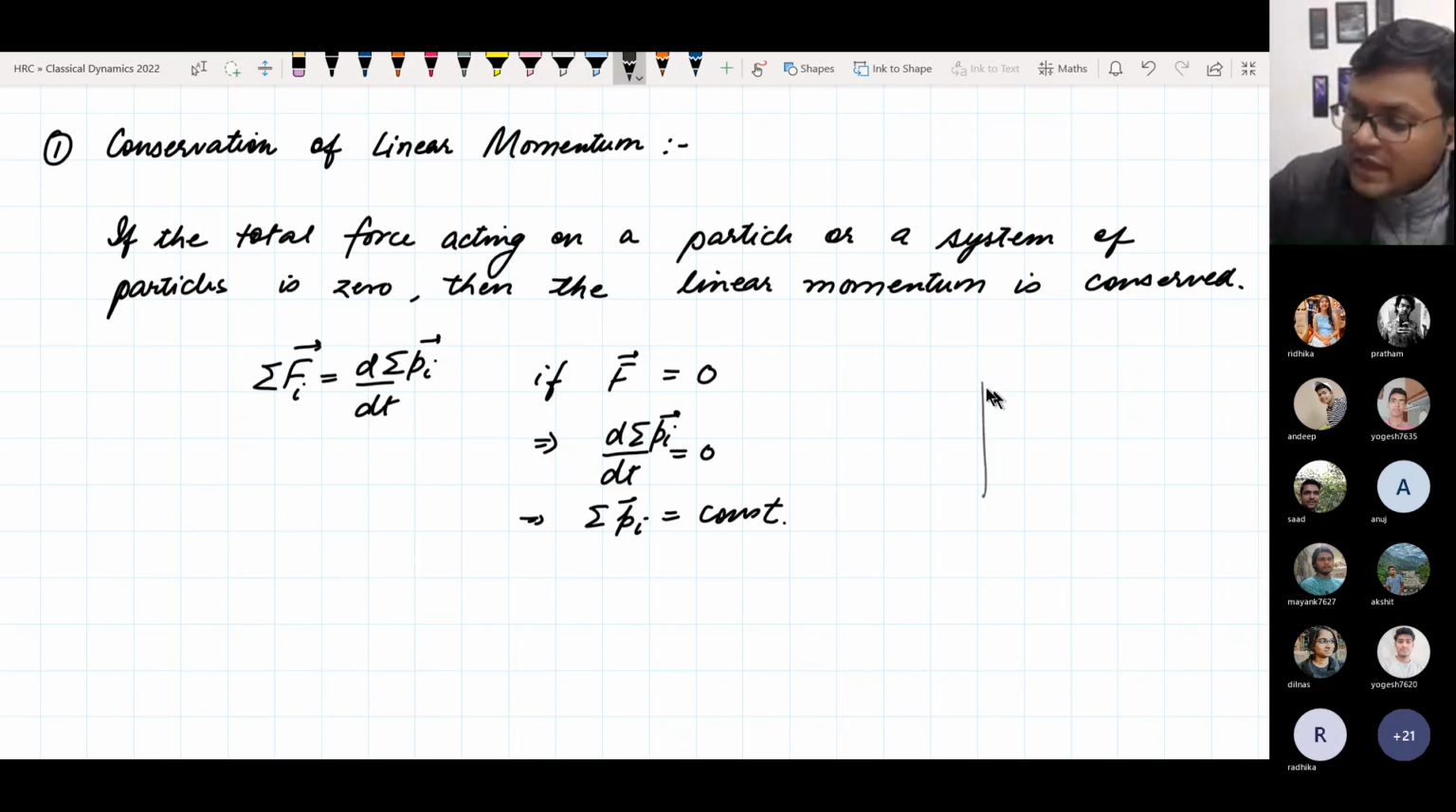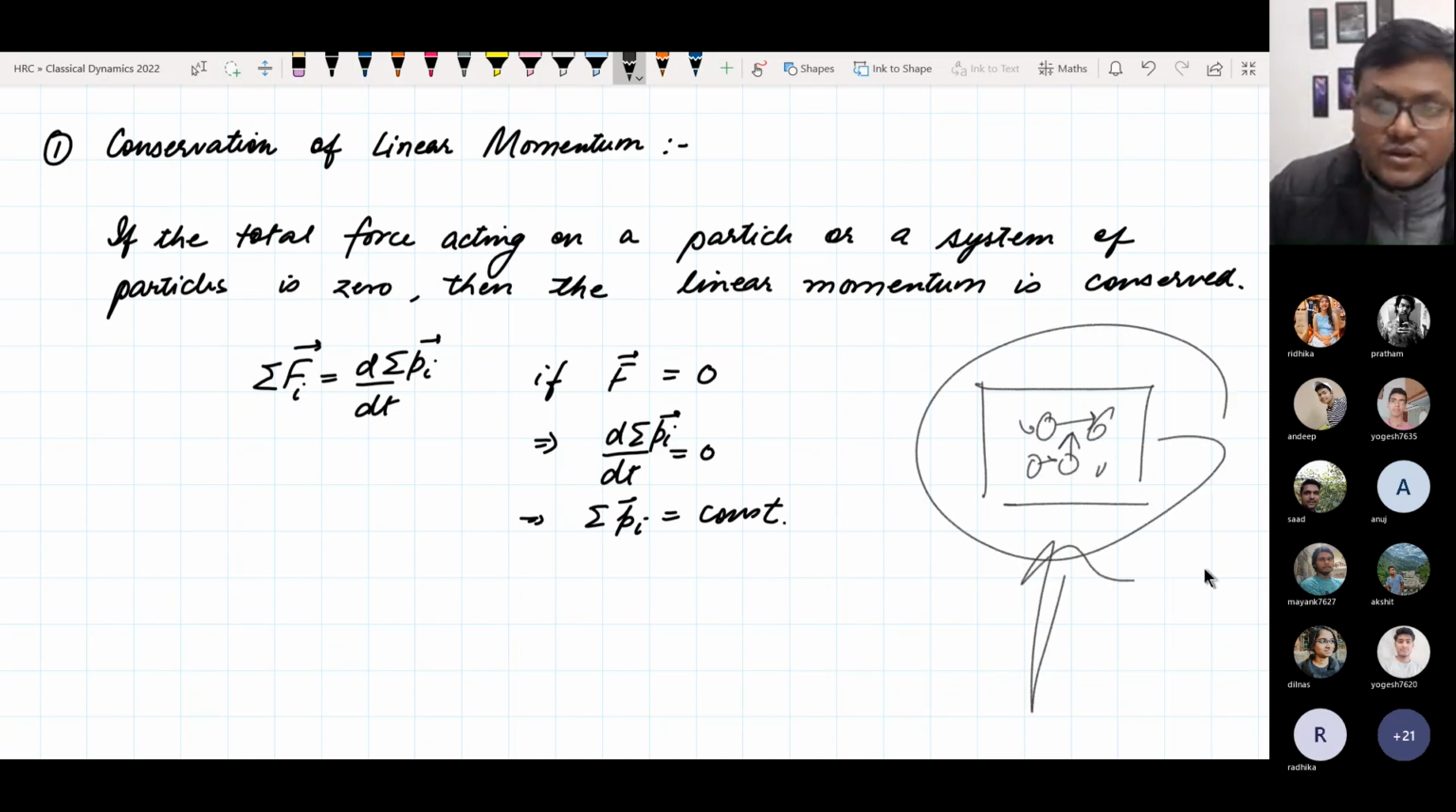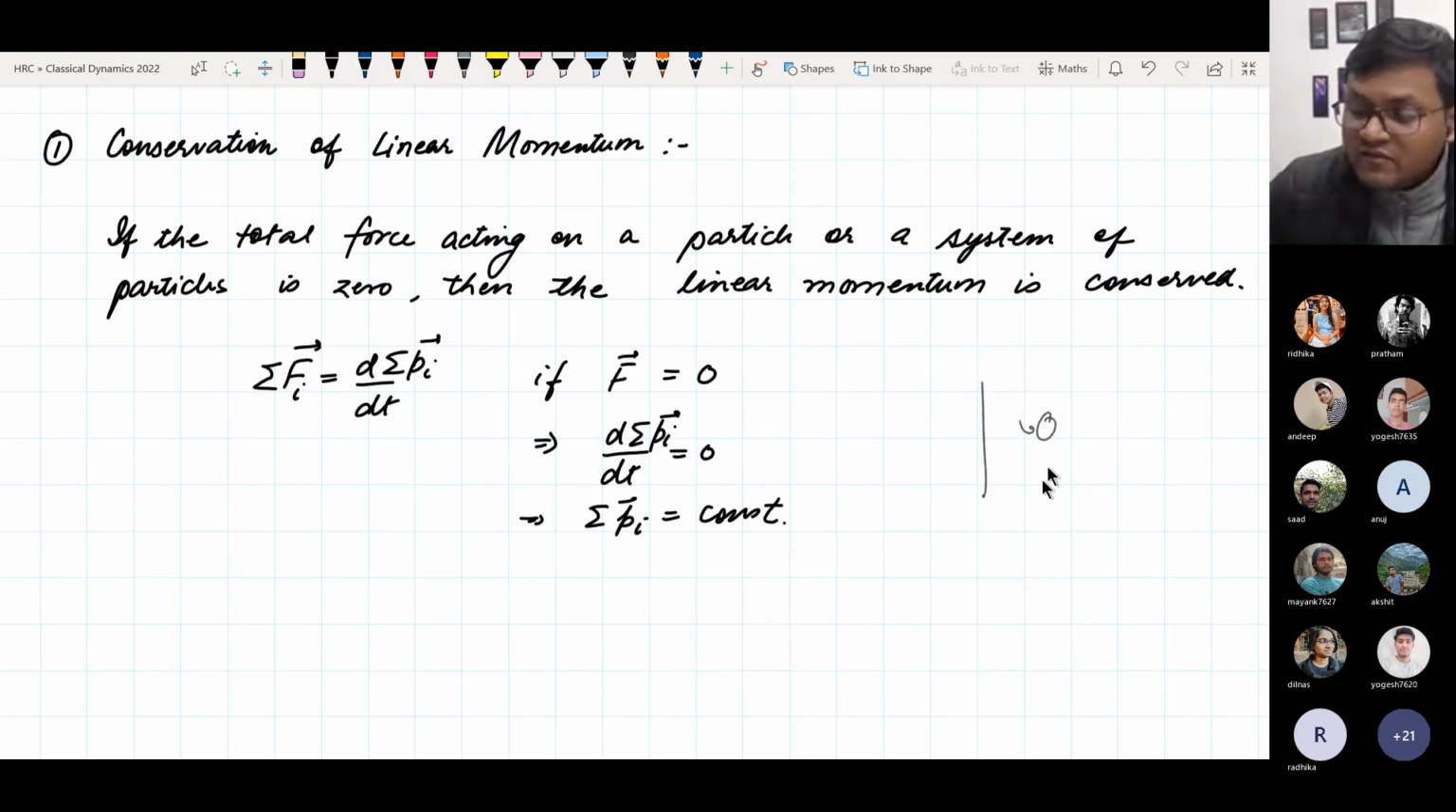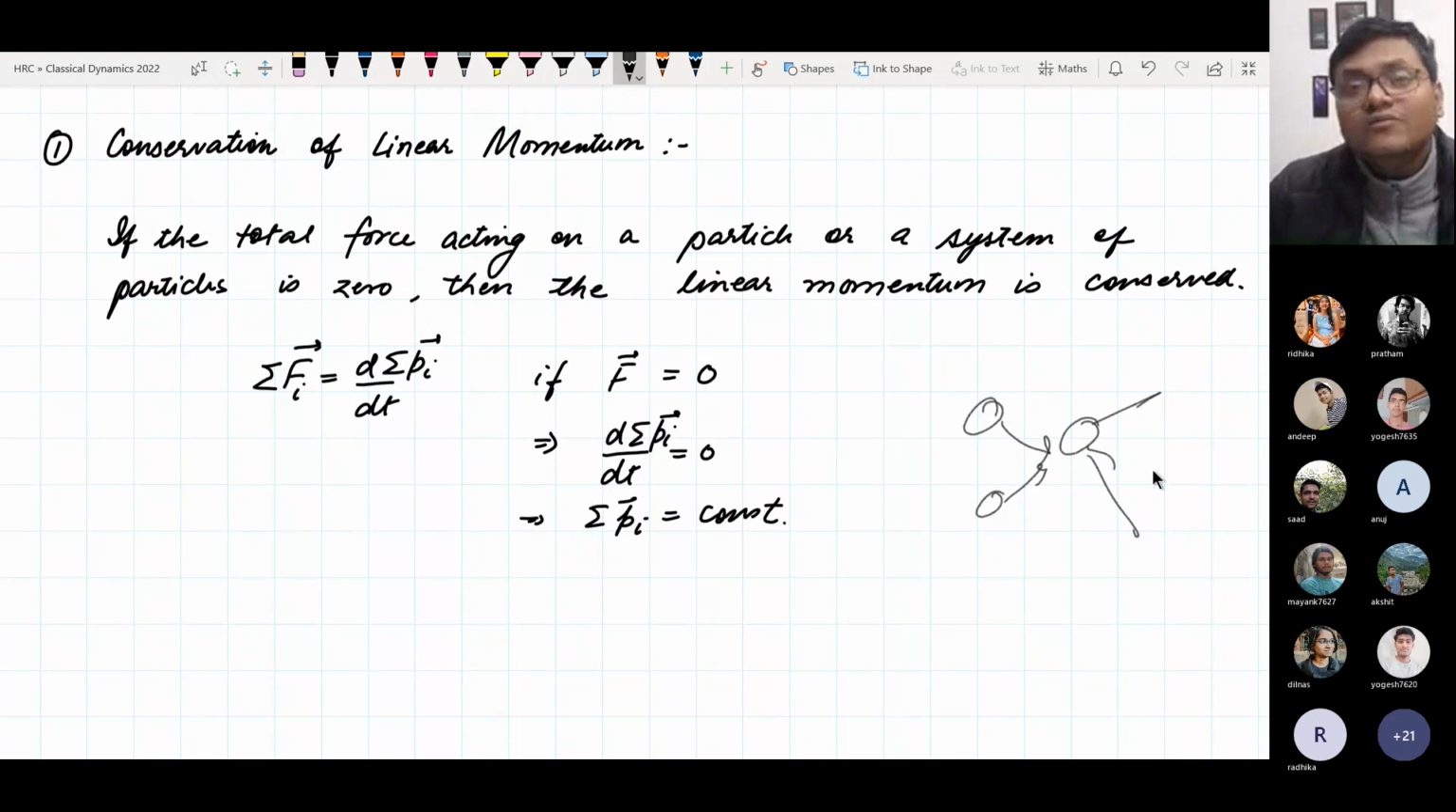So for example, if you have a box of particles and they are interacting with each other, but they are not experiencing any external force, then the linear momentum of the entire system will remain constant. और सिस्टम जैसे भी evolve करे, we can in fact predict, and this leads to collision questions. दो particles collide कर रहे हैं but there is no external force, then what's going to happen?